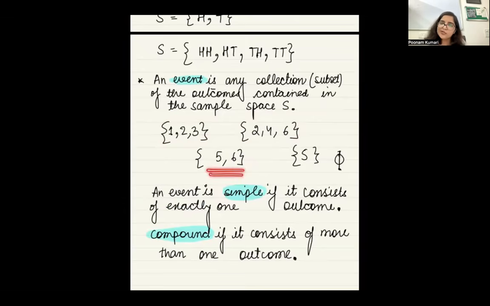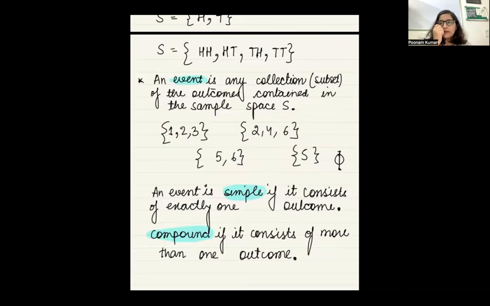5, 6. This is also an event. If I throw a die, will I get a number which is divisible by 5? Yes, this is also an event. Will I get a number greater than 8? That is also an event which has no element. So you can have such a situation.